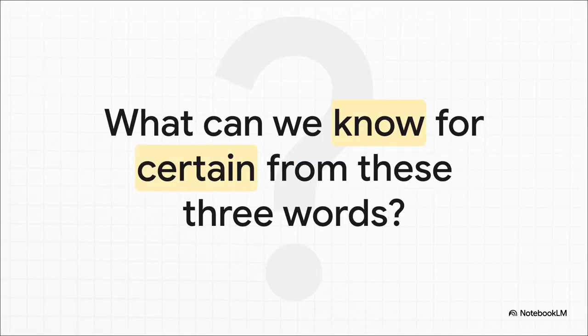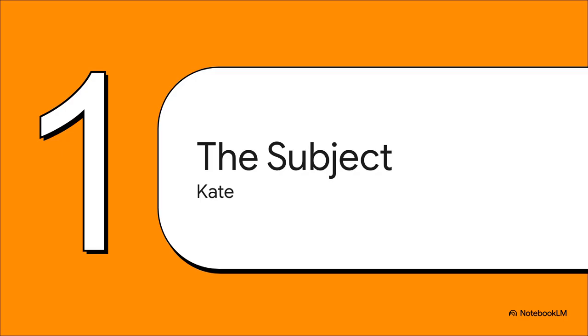And that's the big question for today, right? What can we say we know with 100% certainty just from this phrase? We're going to approach this like detectives, examining each piece of evidence one word at a time. So our investigation kicks off with that very first word, the subject. This is what points us to the central character of our little micro story here.